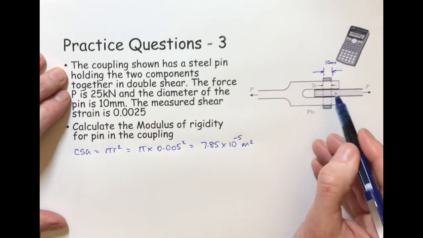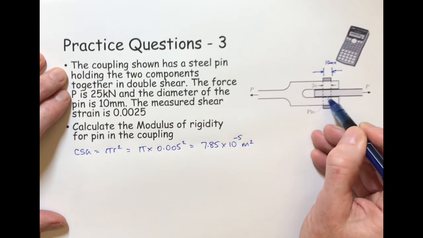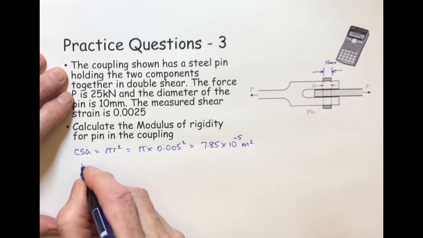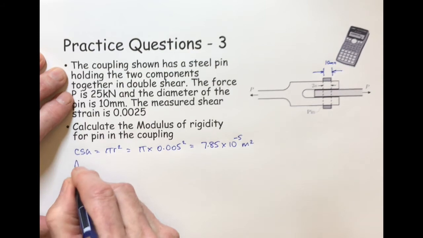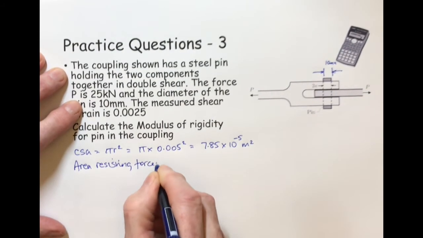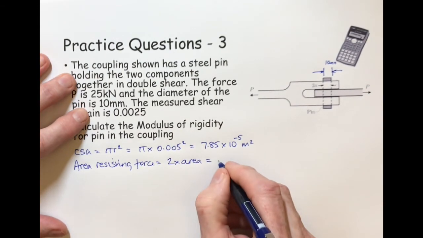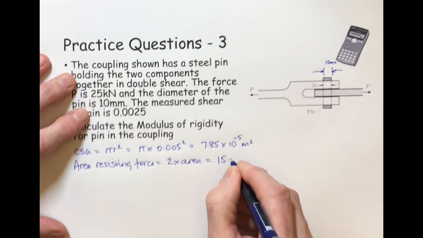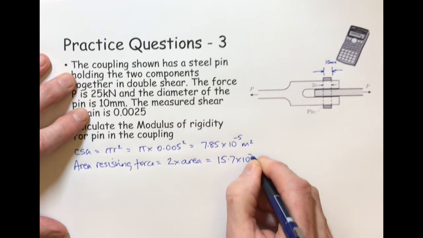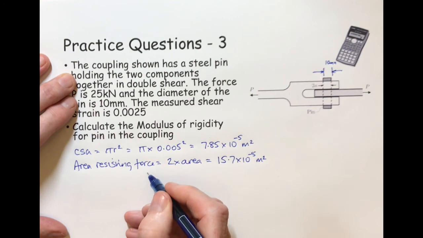Now, because it's double shear, the area resisting the force is going to be twice the area of the pin. So let's write that out. So this comes to 15.7 times 10 to the power minus 5 meters squared. So that's the area resisting the force.